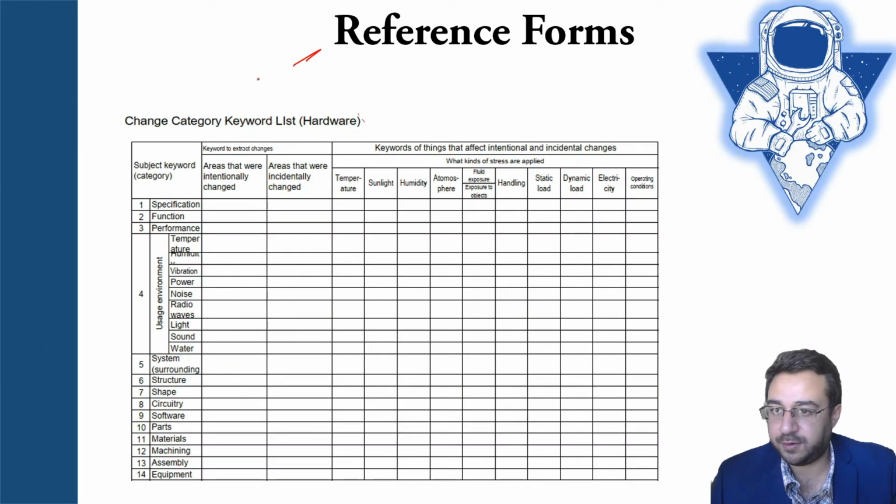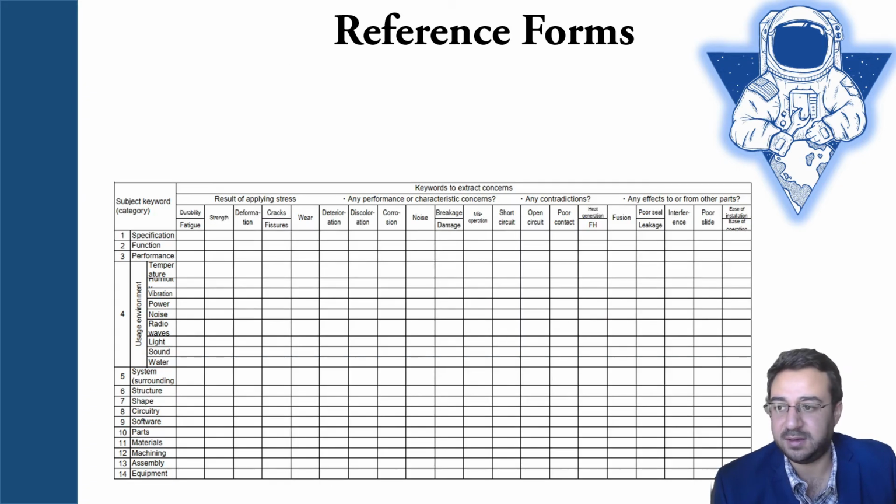Eventually, we have reference forms. Those are references you could use in your reference tab in your DRBFM worksheet. You have the change category keyword list for the hardware DRBFM. So you can see there are keywords to extract changes, keywords of things that affect intentional or non-intentional changes. And you can have lab results, material related, part related, software related, shape related, structure related details, as you can see here. So it could be helpful. It's good to have it in your references if needed.